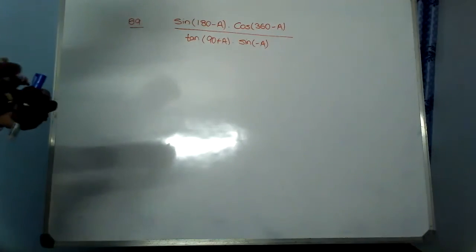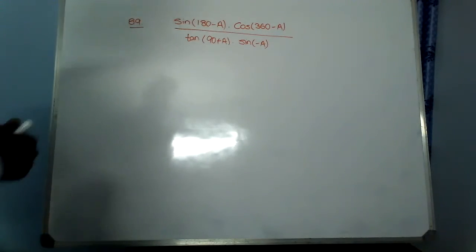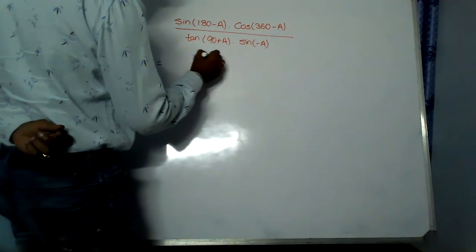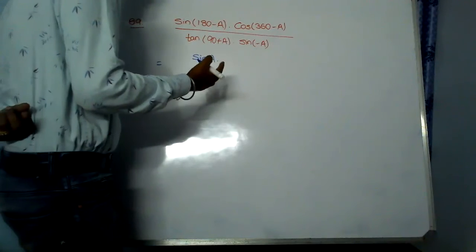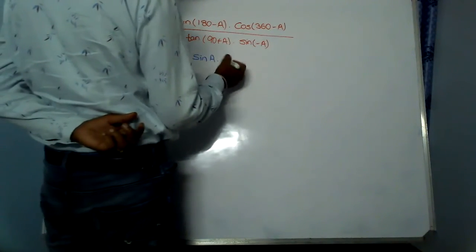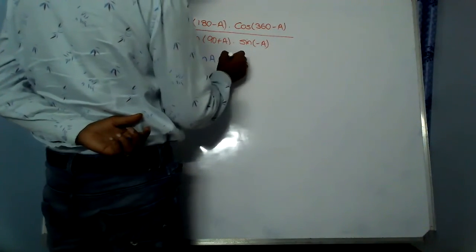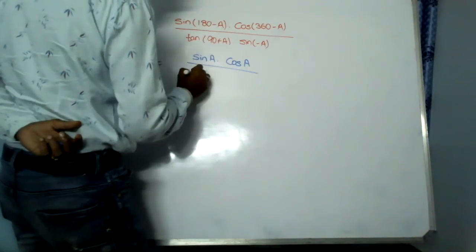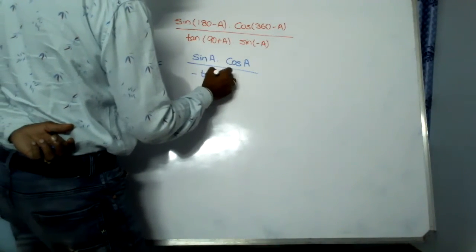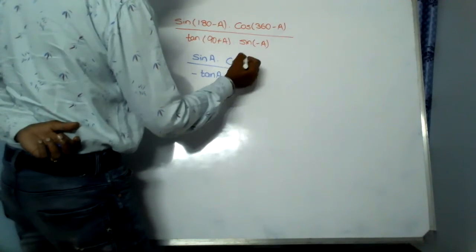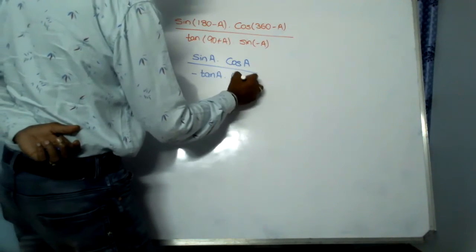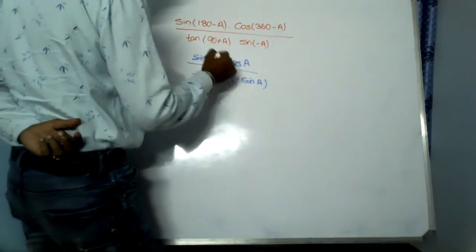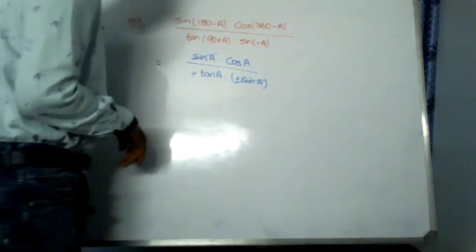Okay, so sine 180 minus theta is what? Sine theta itself, so I'll write it as sine a. Cos 360 minus theta is cos of minus theta, so cos theta. So this is cos a. Tan 90 plus a is minus tan a, so I'll write here minus tan a. And this will be minus sine a. This minus and this minus becomes plus. This sine a and sine a is gone. Cos a by tan a.